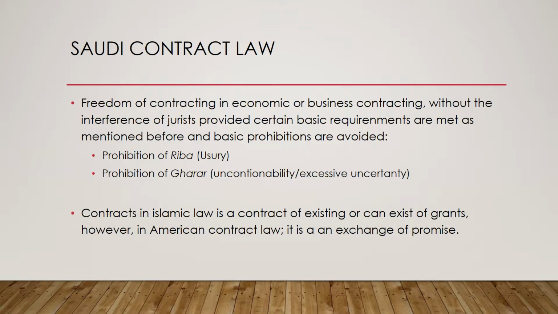The contract in Islamic law is a contract of grants that should be offered and accepted between parties. However, in American law, where contracts can be an exchange of promises, it is different than contracts in Islamic law. The second provision, which is gharar, or excessive uncertainty, prohibits aleatory contracts, and tends to confine transactions as much as possible to what exists or can precisely exist in the future.